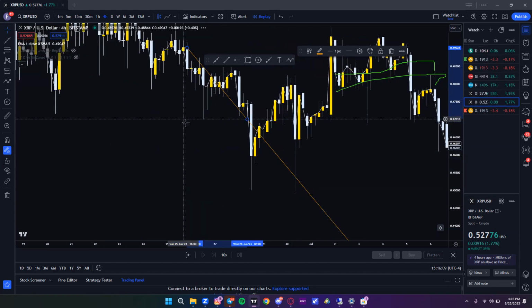One second. My charger is unplugging itself and plugging back in.